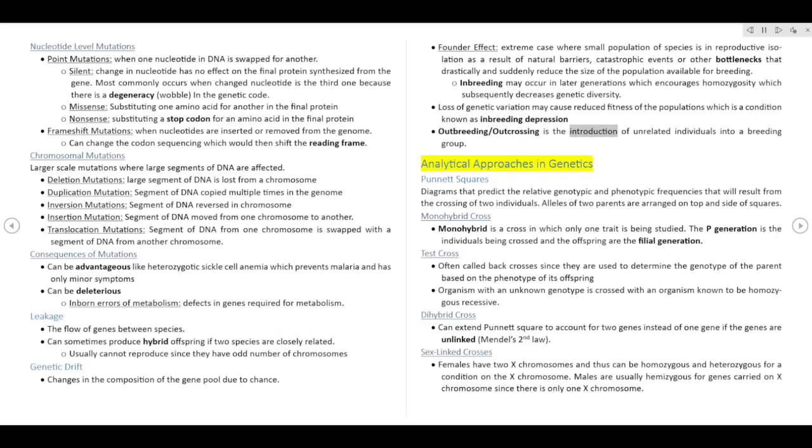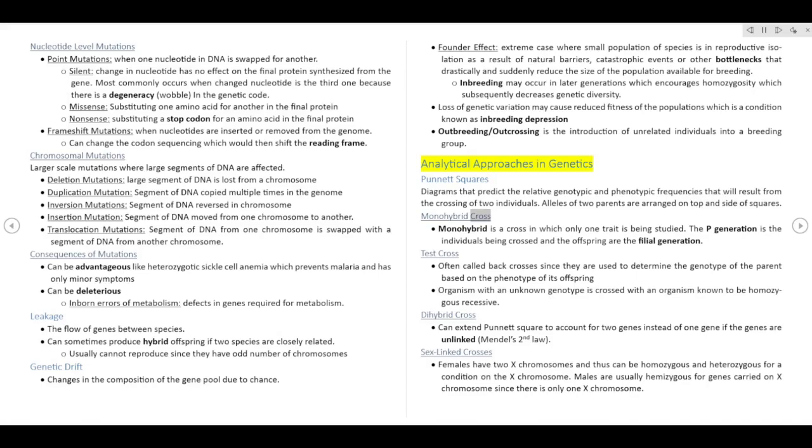Outbreeding, or outcrossing, is the introduction of unrelated individuals into a breeding group. Analytical approaches in genetics: Punnett squares. These are diagrams that predict the relative genotypic and phenotypic frequencies that will result from the crossing of two individuals. The alleles of the two parents are arranged on the top and side of the squares.